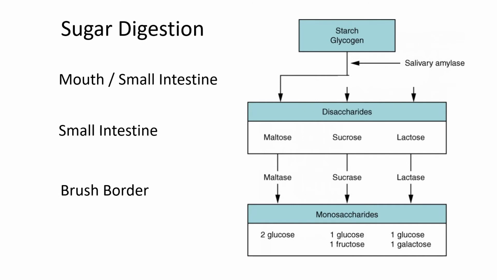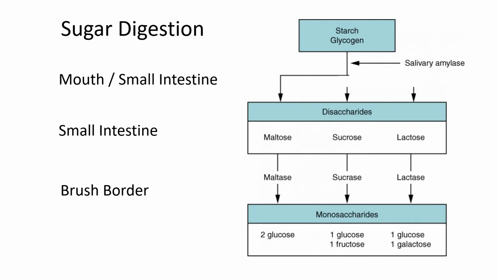Again, not a whole lot happens in the mouth. A lot more is going to happen in the small intestine. Your food is also going to contain some maltose as a disaccharide. Your food will also contain other disaccharides like lactose, that's found in milk for instance, and sucrose, that's table sugar.